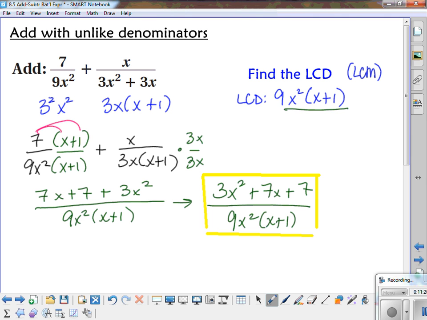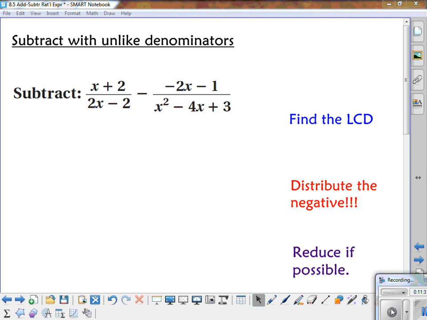Okay, I'm going to show you guys a subtraction problem too. And then if we have time afterwards, I'll have you guys do a couple problems on whiteboards, okay? Okay, so we're going to have x plus 2 over 2x minus 2, and we're going to subtract negative 2x minus 1 over x squared minus 4x plus 3.